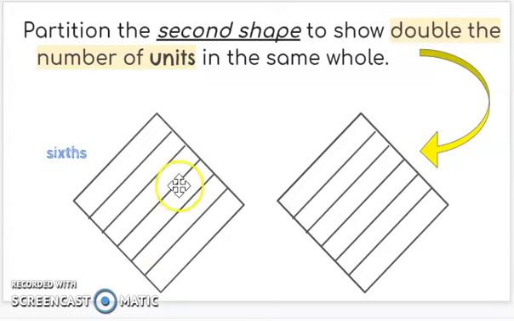Now, we're going to leave our first one in beautiful sixths, okay? But we're going to partition our second shape to double the number of units in the same whole. To double the number of units, we can take each piece and we can just samurai chop it down the middle and that will double it. So pause the video again, try to double each of your sixths so that we're doubling the number of units we have, and then push play.